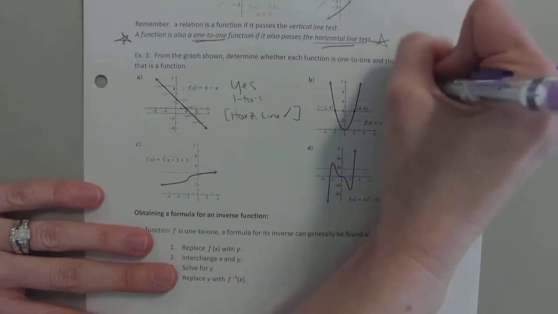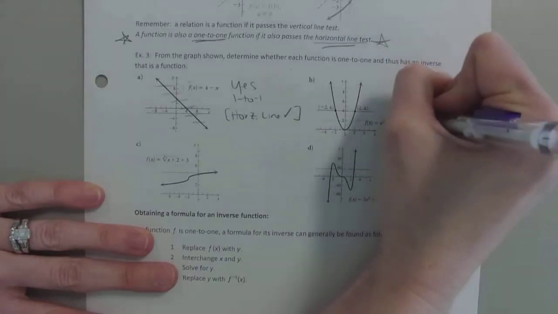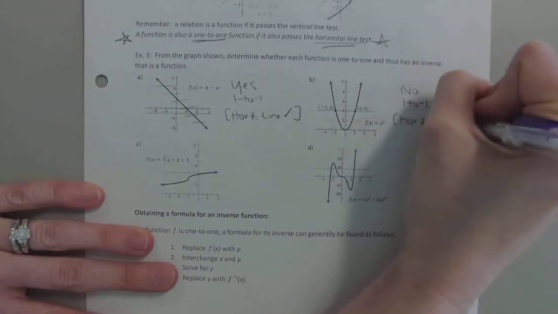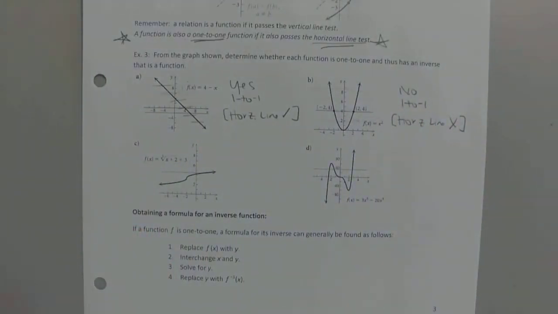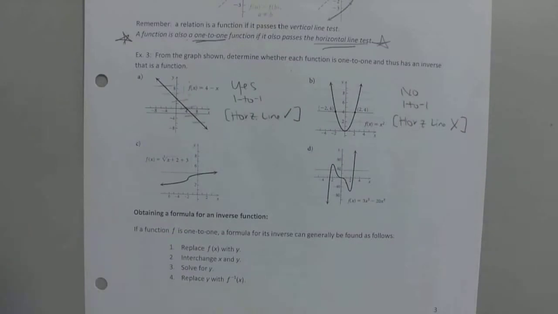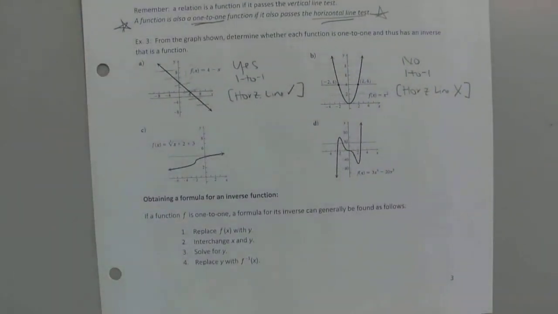All right, what about B? This is a very common function, right? This is just an x squared. Is it a 1-to-1 function? No, because almost every single x has two y's. So it's not 1-to-1. It does not pass the horizontal line test. Big ol' X.